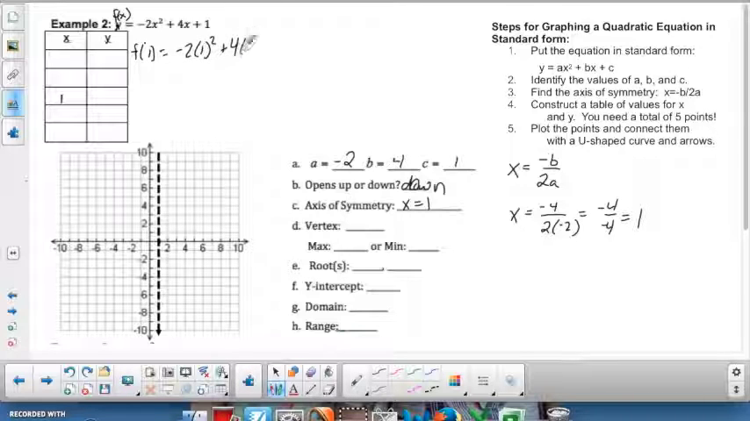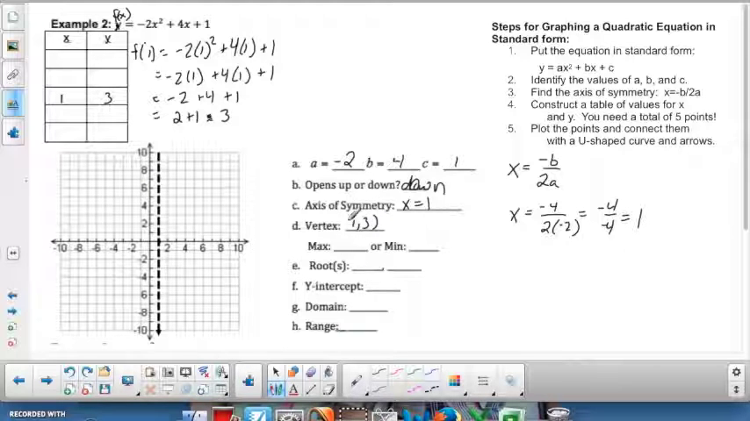So I'm putting 1 everywhere there's an x. 1 squared is 1. -2 times 1 is -2. 4 times 1 is 4. -2 plus 4 is 2, plus 1 is 3. Okay? So that means that my vertex then is 1, 3.